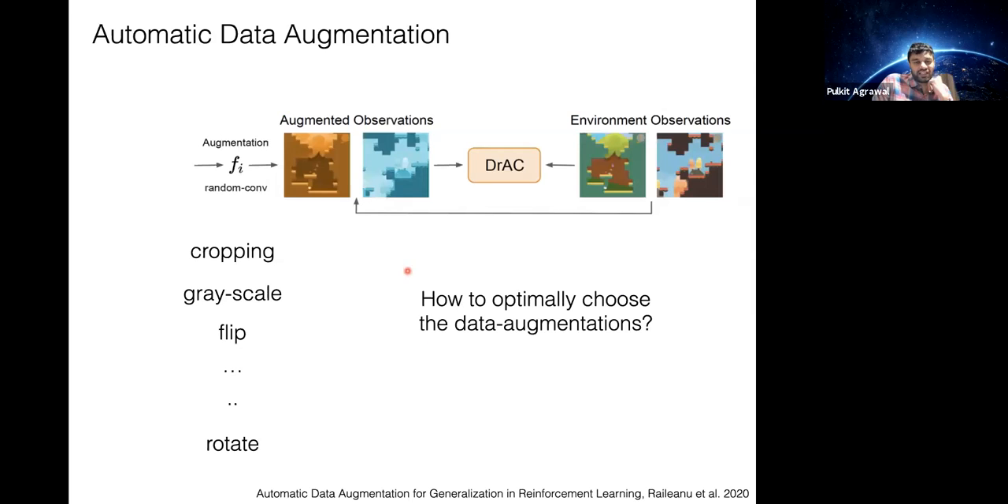In a similar spirit, there are different kinds of randomizations we could do. For example, if we are learning with images as environment observations, the actual ground truth image can be modified by cropping, grayscale, flip, rotate, and so on. Suppose I have a bunch of randomizations that I need to choose from. How do I make that choice?